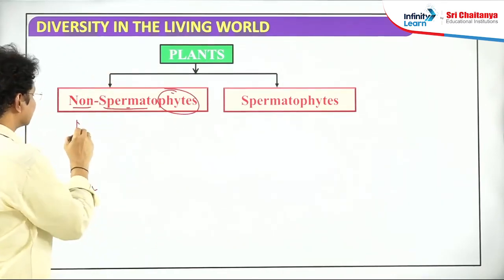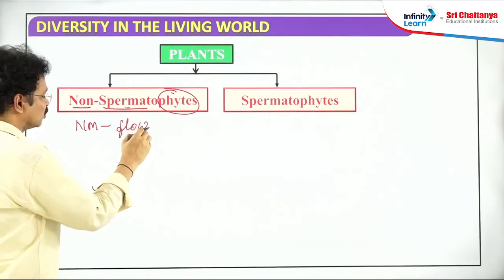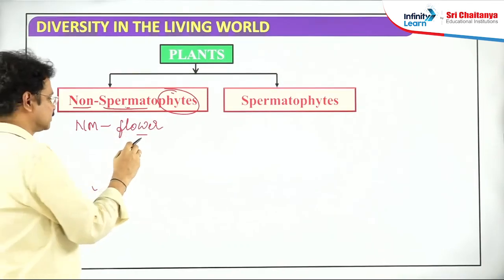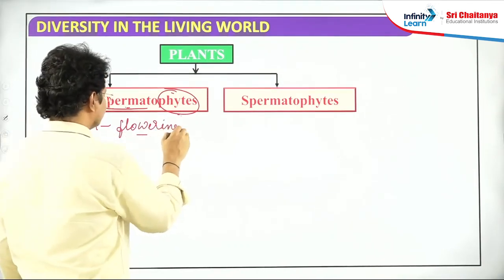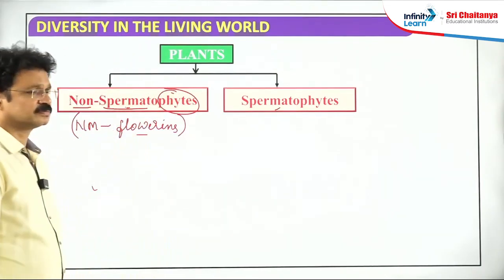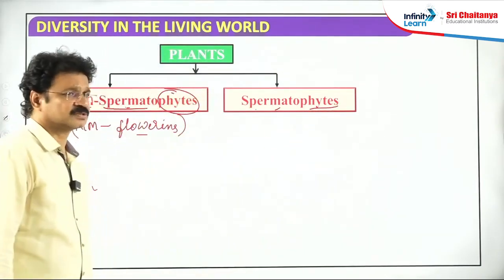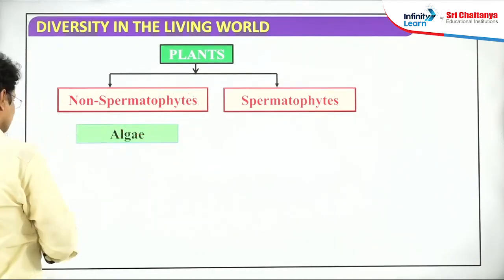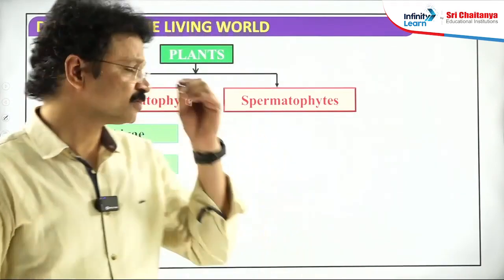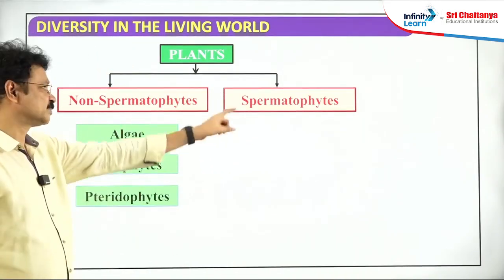All non-spermatophytes are non-flowering plants. Without flowers, there is no scope for formation of fruits in most of the plants. Non-flowering members. Flowering plants are usually spermatophytes. Spermato, seed; phytes, groups. Examples for the non-spermatophytes: one is algae, second Bryophyta, third Pteridophytes. Are angiosperms an example for non-spermatophytes or spermatophytes? Angiosperms, yes, spermatophytes, because seed production ability is there.